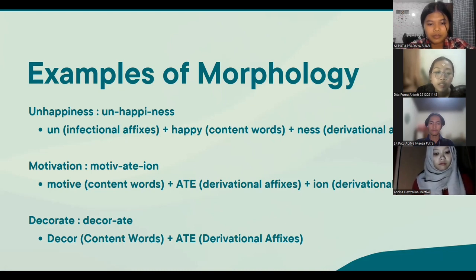And the last one is decorate. Decorate is made by the words decor and ate. The free morpheme or content word is decor, which is a noun, and we add the suffix ate, so the word becomes decorate. And ate is a derivational affix because it changed the part of speech of the content word from noun to verb.